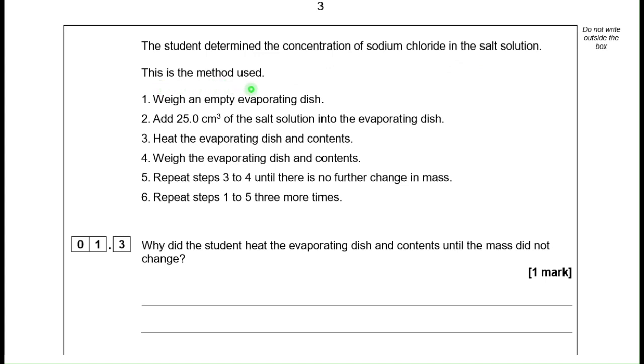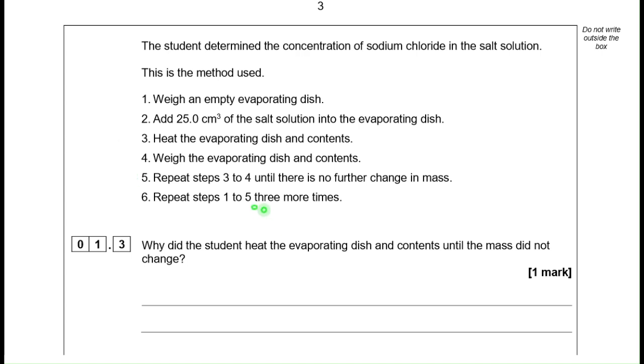Over the page, the student determined the concentration of sodium chloride in the salt solution. This is the method used. Weigh an empty evaporating basin dish. Add 25 cm³ of the salt solution. Heat the evaporating dish and contents. Weigh the evaporating dish and contents. Number 5, repeat steps 3 to 4 until there's no further change in mass. And then number 6, repeat steps 1 to 5 3 more times.